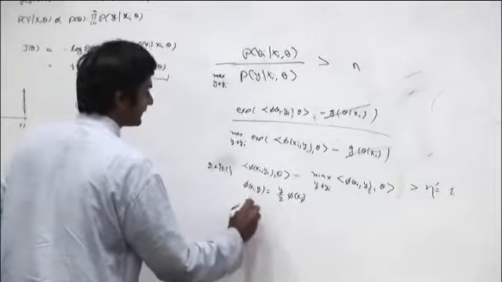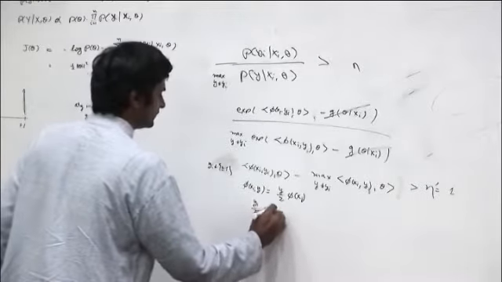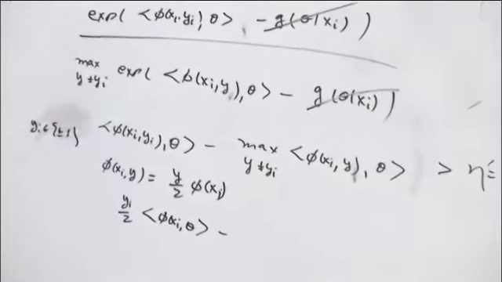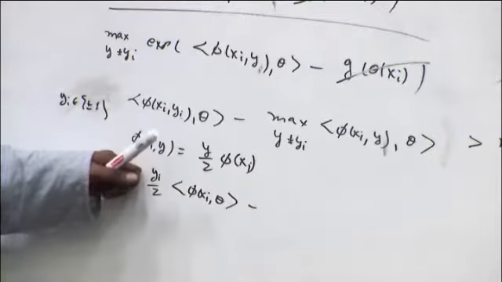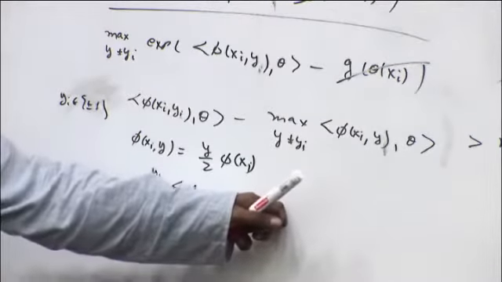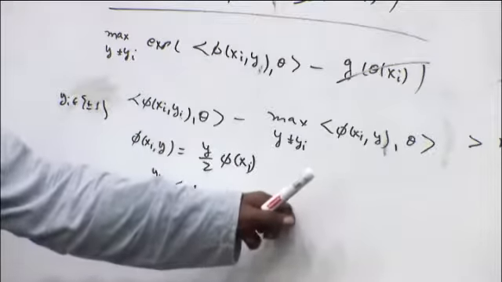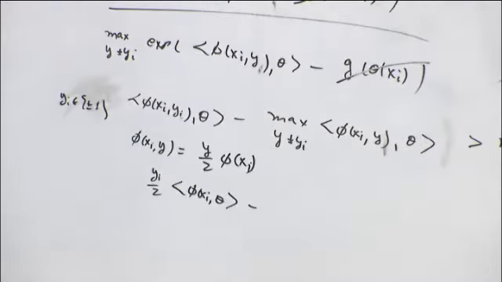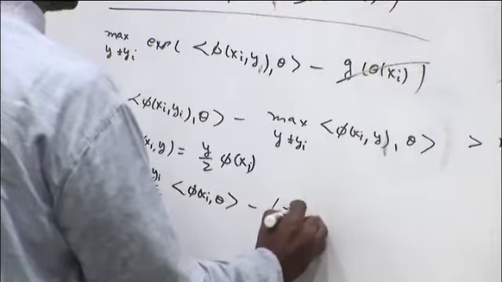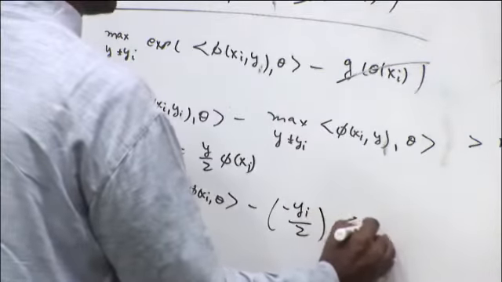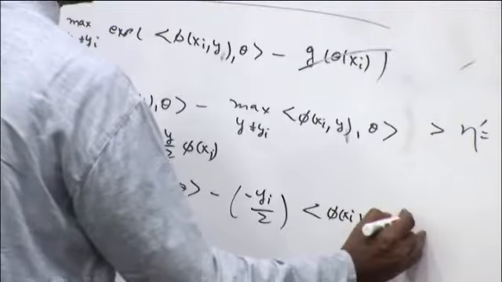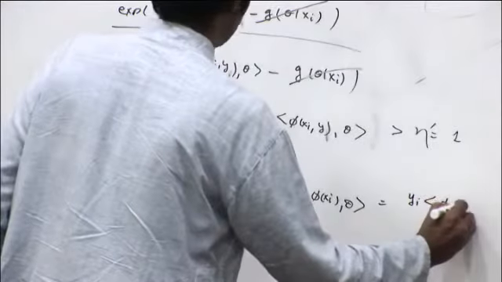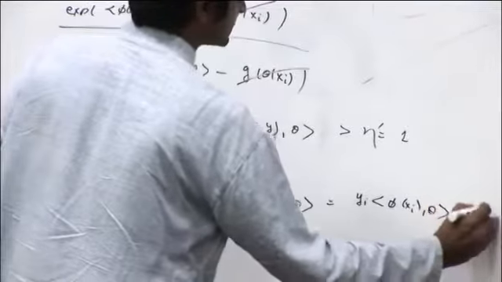This is yi over 2 phi of xi times theta minus, what is the other label? If the true label is yi, then the false label must be minus yi. Because if the true label is +1, the false label is -1, and if the true label is -1, the false label is +1. So that is minus yi over 2 phi of xi times theta, and if I combine the two, it just becomes yi phi of xi times theta must be larger than 1.